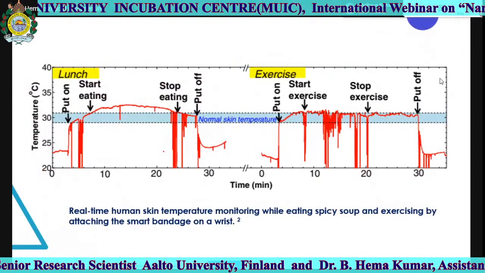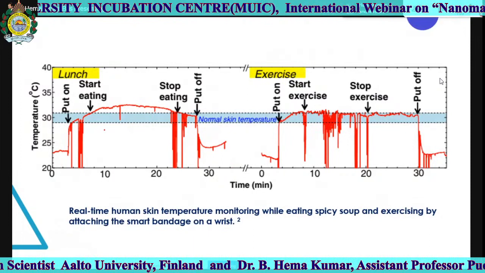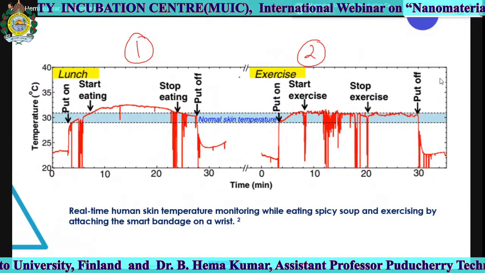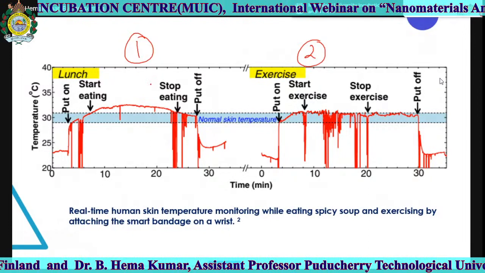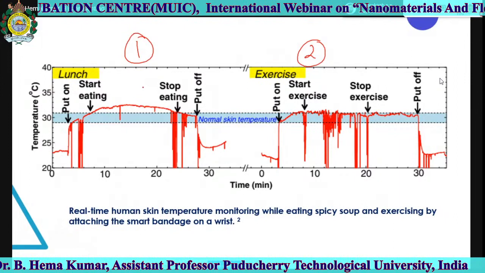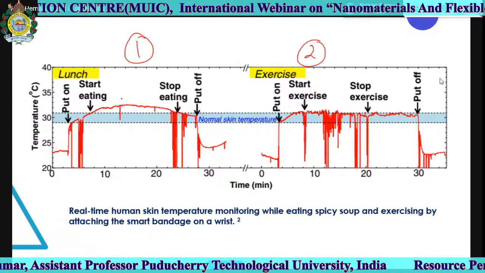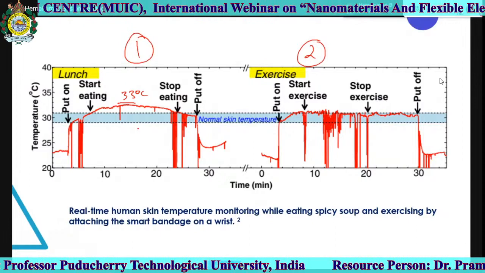So this is a typical response that you get from the temperature sensor. You can see we recorded for two cases. This is the first case and this is the second case. The first case is when the person is taking a spicy soup. We all know what happens when you take a spicy soup. To compensate for the temperature, the body automatically increases its temperature. So you can see the straight elevation, the temperature around 33 degrees centigrade.